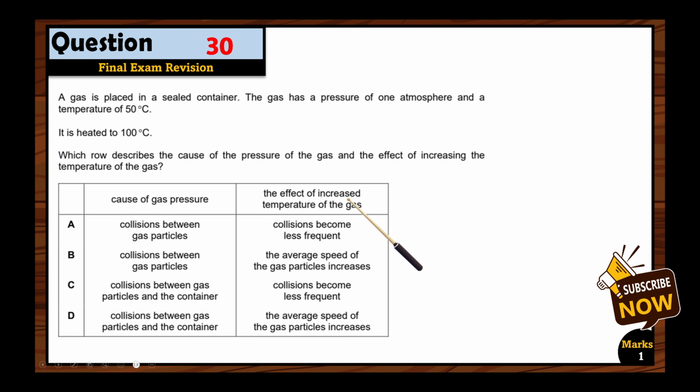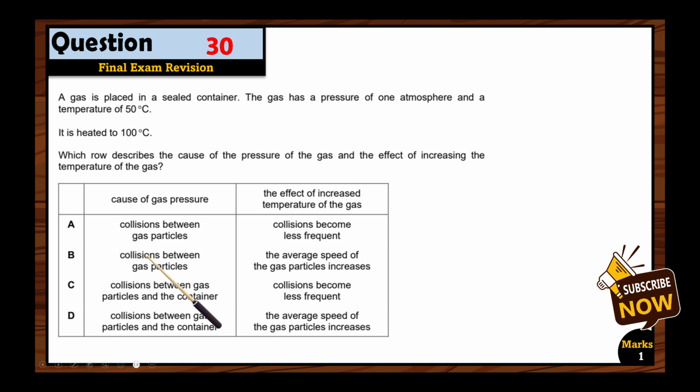So first of all, let's see the effect of increasing temperature, because we already know that the collisions are always more, right? Collision become less frequent, that is wrong. The average speed of the gas particle increases, yes, that is right. It means option B and D are right. Okay, now let's come toward the cause of gas pressure. Because we have not changed the pressure, right? So what will happen? The collision between the gas particles. Yes, there is a collision between the gas particles, right? But because we already have rejected A and C.